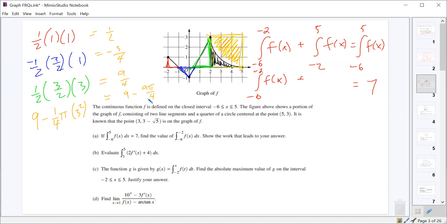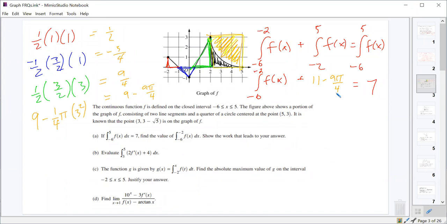Everybody good with that? So if we add and subtract all this together, -3/4 plus 9/4 is 6/4. 6/4 is the same as 3/2. 3/2 and a half would be 4/2, which would be 2. So we end up with 11 minus 9 pi over 4. Everybody agree with that? Everybody okay with that? Zoom, are you okay with that?